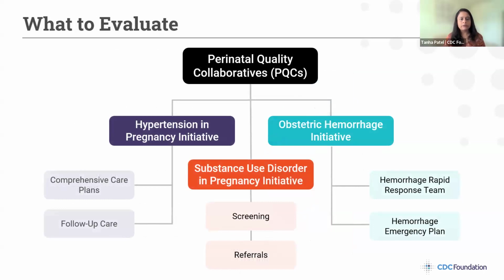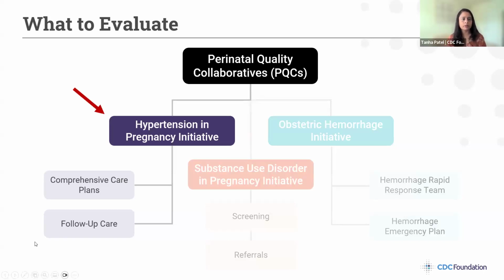If you were able to attend our last webinar, you'll recognize this diagram of our fictional example PQC that has 3 different initiatives: a hypertension in pregnancy initiative, a substance use disorder initiative, and an obstetric hemorrhage initiative. If you were not able to attend the webinar last time, the recording is available on our website, and I'll encourage you to listen in to see how we defined the initiatives and how we focused in on the hypertension in pregnancy initiative as the focus that will carry on throughout the webinar series.